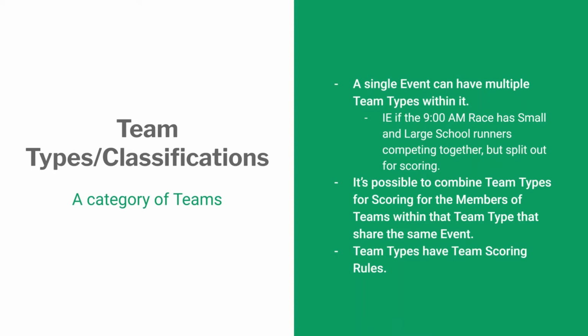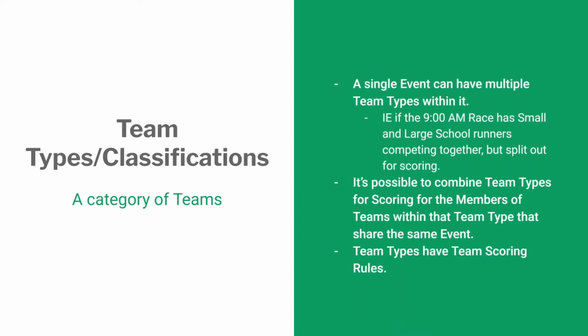It's possible to combine team types for scoring when the members of that team type share the same event. So if in that 9 a.m. race there were small school and large school teams, you could, if you wanted to, combine them for scoring or show them separately. We support both of those options.